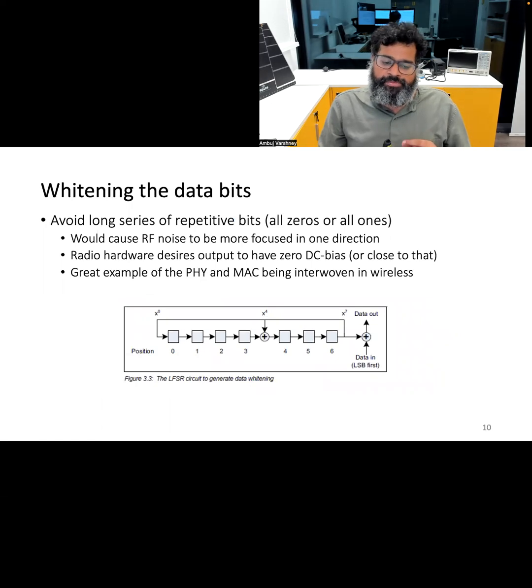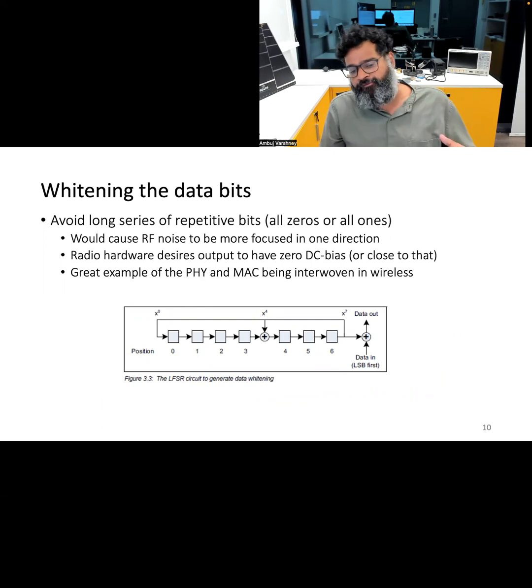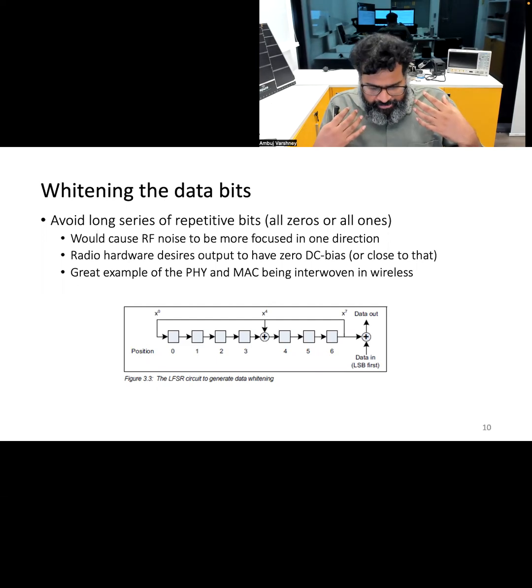So Bluetooth also performs another operation which is called whitening. And this is important to avoid having a series of repeated bits in the transmission. A sequence of steps are performed at the Bluetooth transmitter to reduce the number of repetitive bits in the data transmission. And it is in fact a great example of physical and MAC layer being interwoven in wireless communication. The reason why you want to avoid repetitive bits is that it makes RF noise a bit more tolerable.